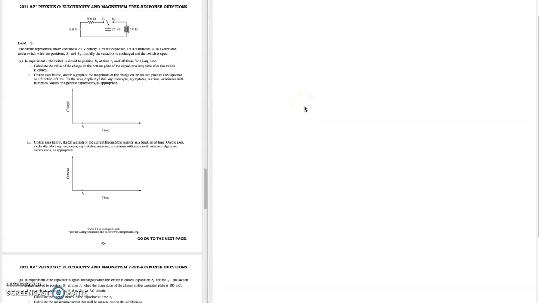2011 E&M number 2. This is a circuit where we have a 9-volt battery, 500 ohm resistor, 25 millifarad capacitor, and if we connect the switch to S1, the capacitor gets charged up. Then we can connect it to S2 and discharge the capacitor through the inductor. We did not have a chance to discuss LC circuits to see how that goes, so I'll have to discuss it now. But starting with part 1.